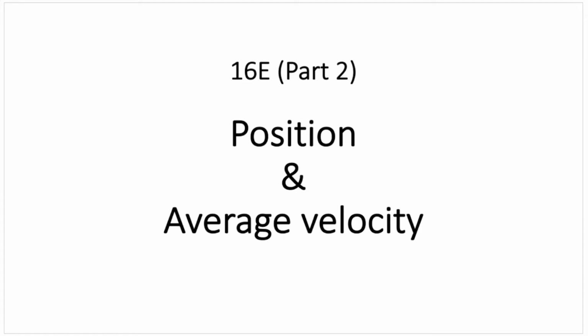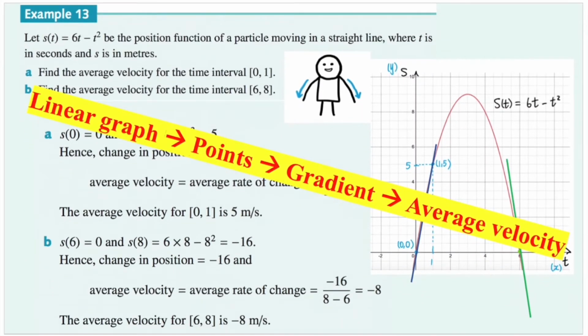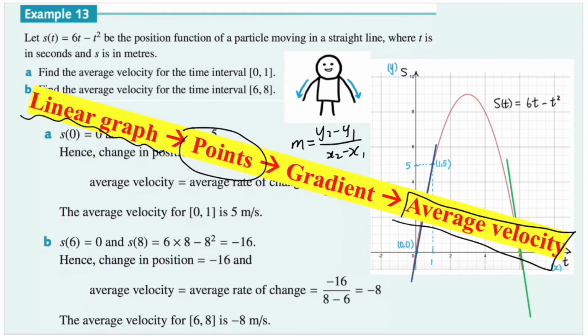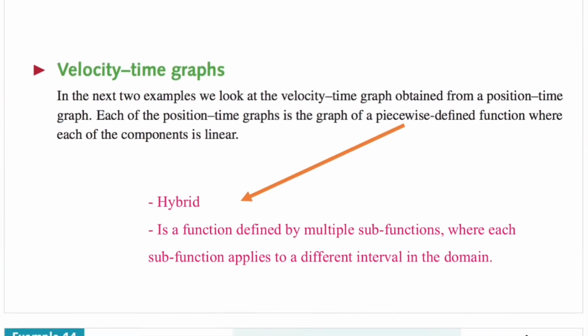In this video, we'll continue to look at 16E, position and average velocity. If you have a curve, you can always find 2 points on this curve. If you draw a straight line that passes through both of them, and you know the coordinates for these 2 points, using rise over run, y2 minus y1 over x2 minus x1, you can find the gradient of this linear graph, and this will be the average velocity in a time versus position graph. So this is what we did in the previous video.